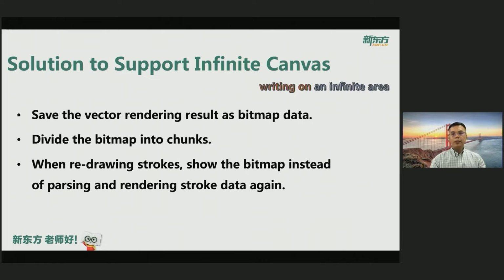After some investigation and cooperation with the Ink team, we worked out this solution together. Instead of parsing and reading the stroke data over again, we save the rendering results, and we divide the whole area into chunks. When rendering the chunks, we first just show the saved cache of the stroke data in bitmap. Only when the student does some drawing do we use the vector data for the rendering and parsing.